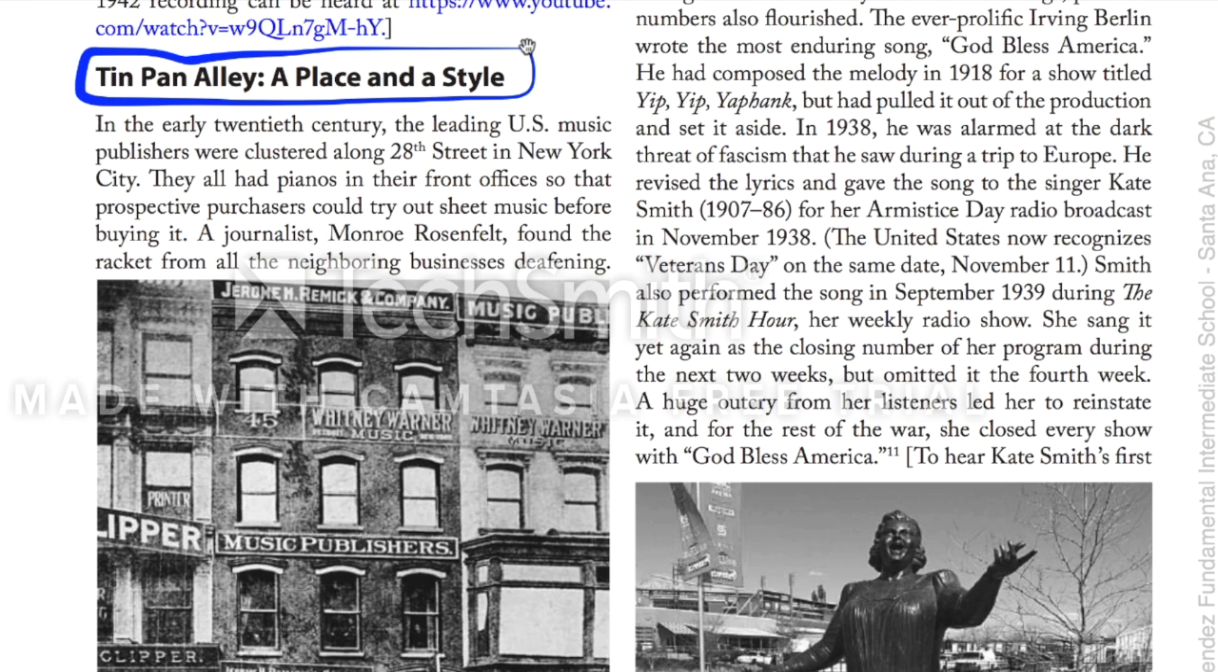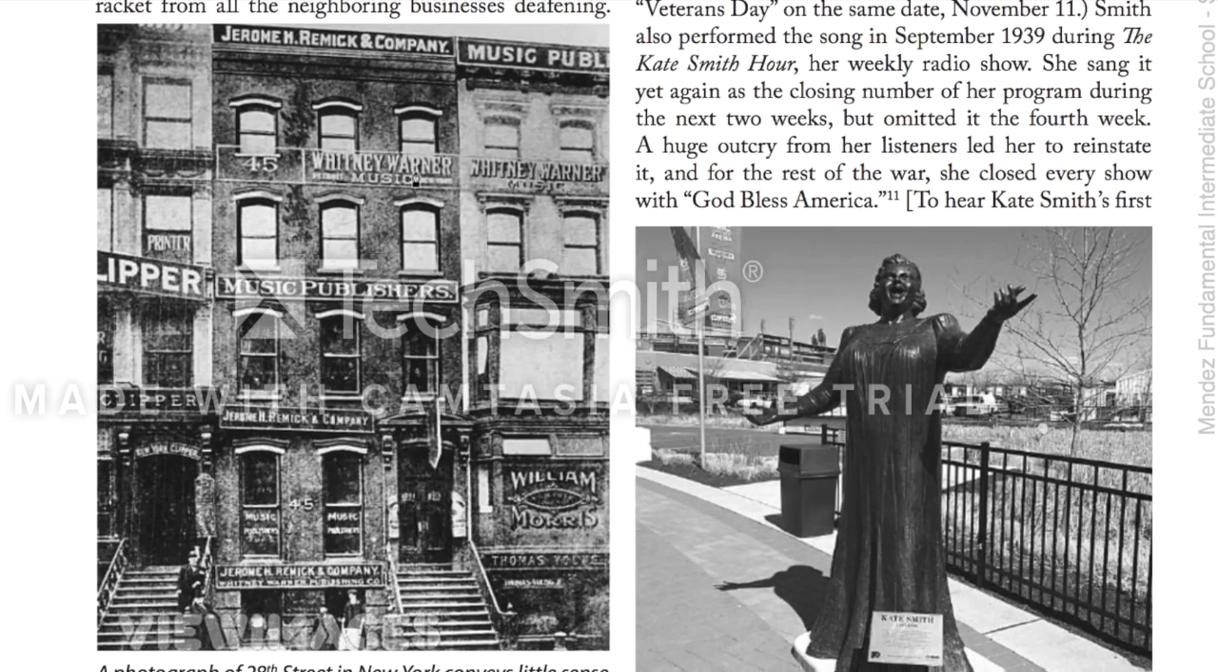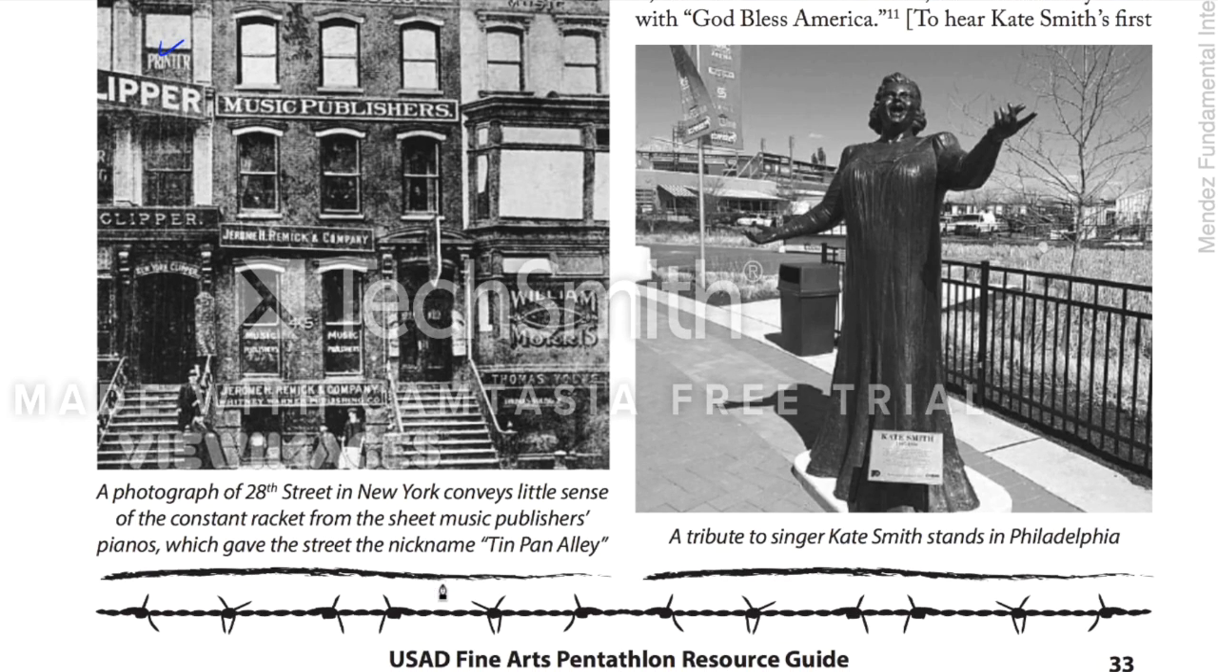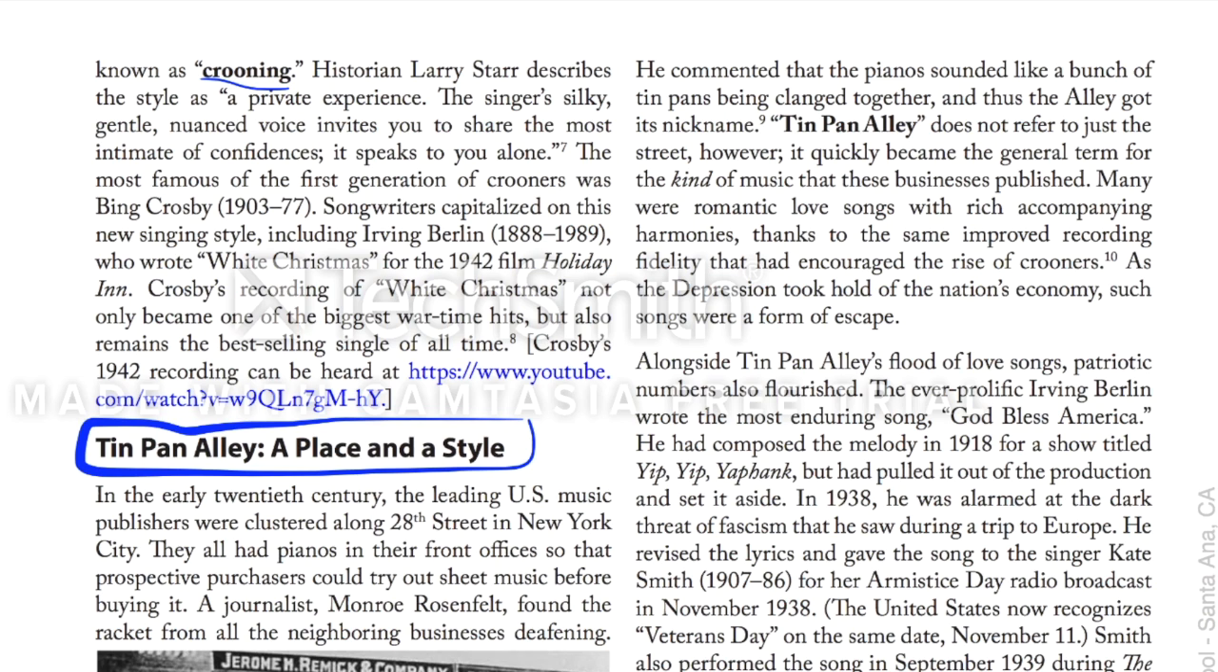A journalist, Monroe Rosenfeld, found the racket from all the neighboring businesses deafening. Look at that, right? Can you believe that? Look at all of these music stores, and they're all playing their own sheet music, and that means imagine a song coming out of there, and of there, and of there. It's so chaotic, so much music coming out of all of these stores. He commented that the piano sounded like a bunch of tin pans being clanged together, and thus the alley got its nickname, Tin Pan Alley.